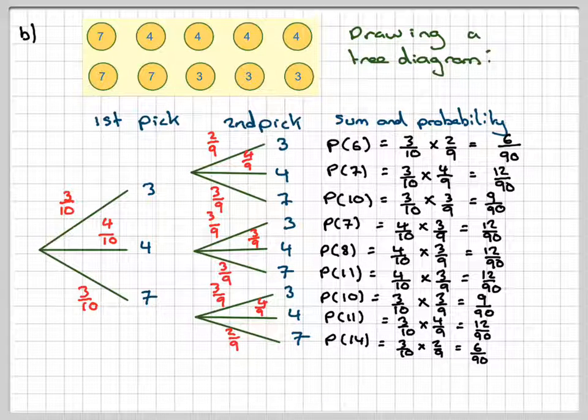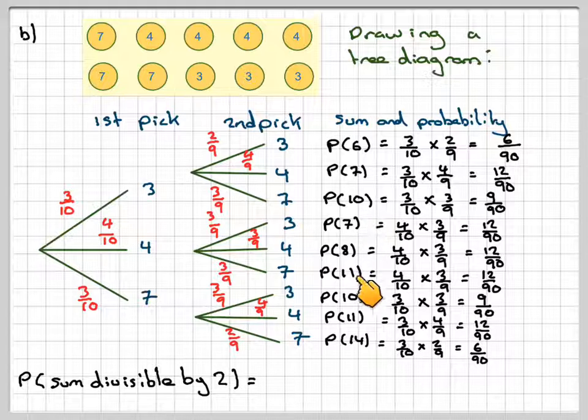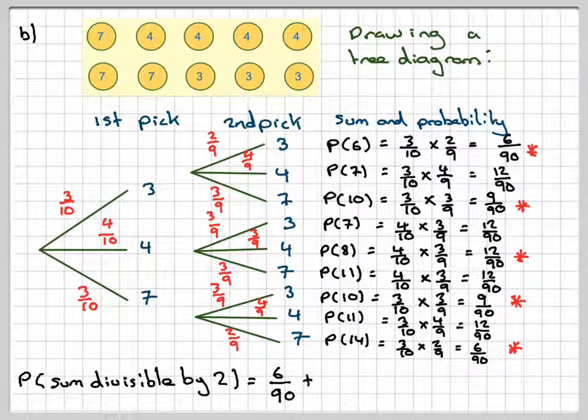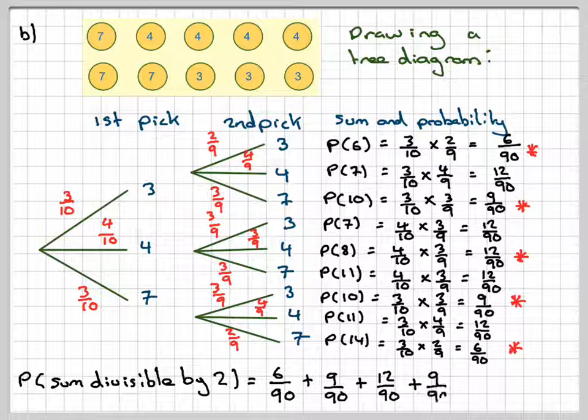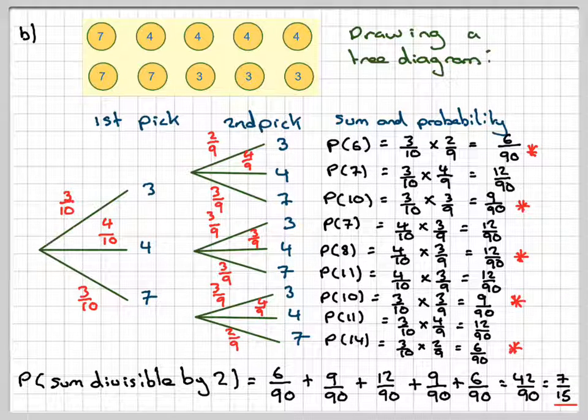Right, we want the probability of the sum that is divisible by 2. So any even number here, we need to consider. So that's that one. We'll need to consider that one. We will need to consider this one. We will need to consider this one. And we will need to consider this one. So we need to add those probabilities together because all these events are considered to be mutually exclusive. So if you leave them out of 90, it makes it easy to do. So 6 out of 90, 9 out of 90, plus 12 out of 90, plus 9 out of 90, plus 6 out of 90. That's going to give me 42 out of 90, which cancels down to 7 over 15.